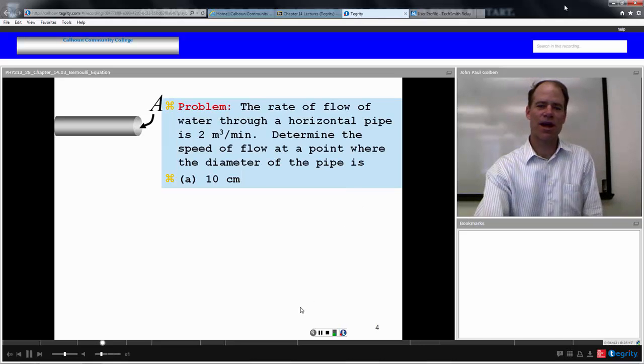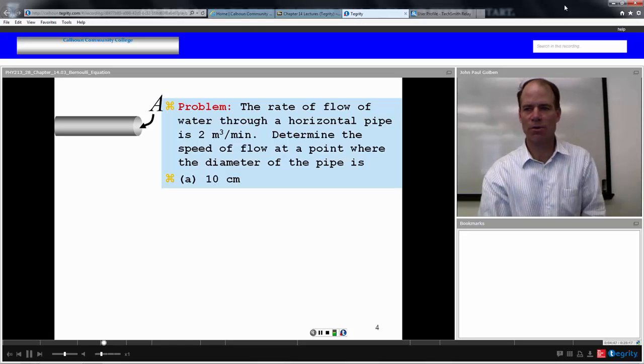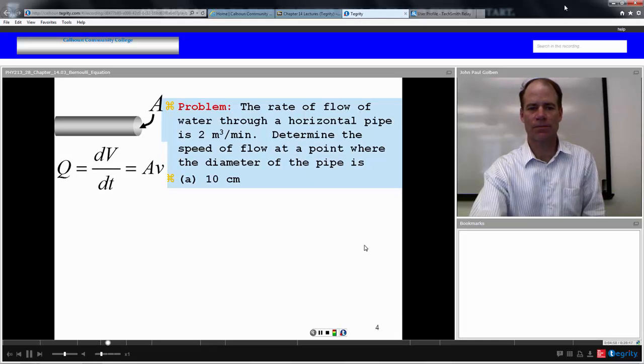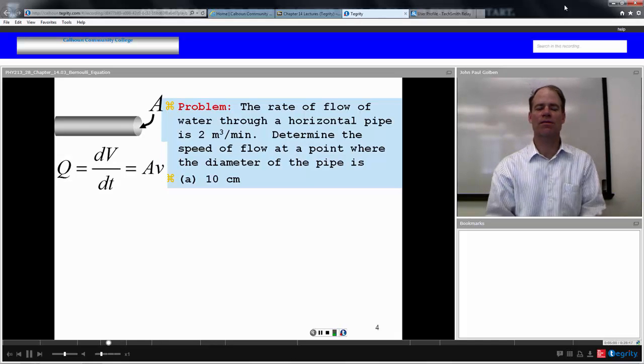So let's try a problem with this continuity equation. The rate of flow of water through a horizontal pipe is 2 cubic meters per minute. Determine the speed of flow at a point where the diameter of the pipe is 10 centimeters. Okay, so we have that our rate of flow, the volume per time, is equal to the cross-sectional area times the velocity.